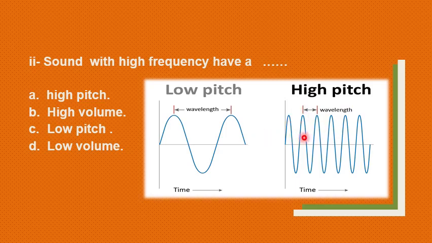So if the waves are greater, you can count the waves here. If waves are greater in number, they will vibrate more and more. And if they vibrate more and more, they will have high frequency, and hence their pitch will be high. So you have to remember this concept. Suppose it is 1 second, and in 1 second there are only 2 vibrations, and in another 1 second how many vibrations? 1, 2, 3, 4, 5 and 6. 6 vibrations means high frequency, high pitch.